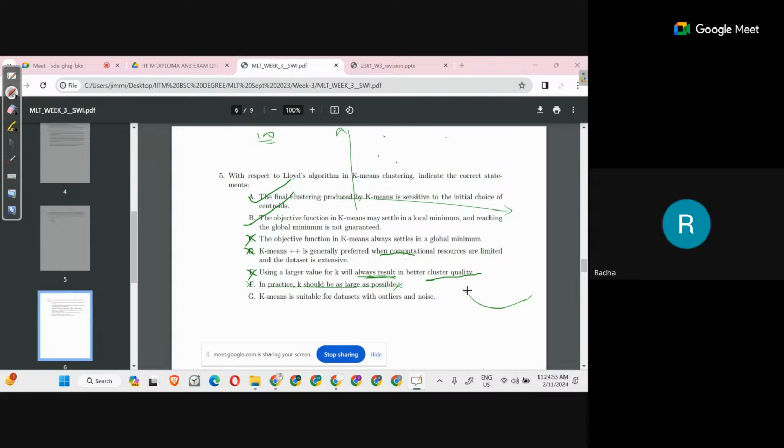What they are saying is that whenever you increase the K value, you will get better quality. That is guaranteed. This is what this question is saying. So then that should be true, no? No, no, that is not true.